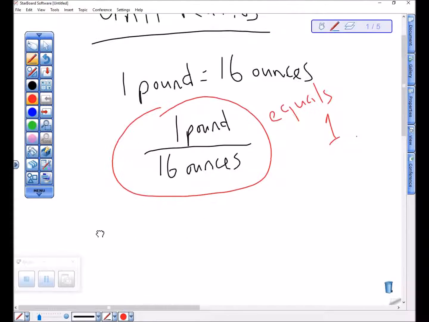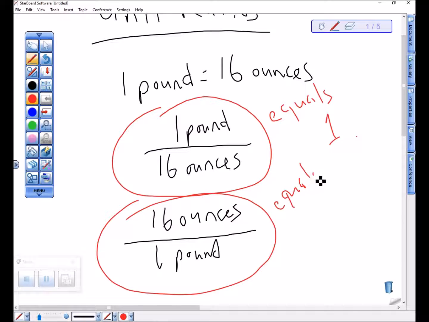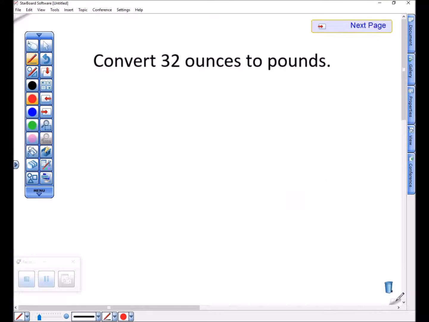Now notice 1 pound being on top isn't necessary. Instead, we could have written the unit ratio 16 ounces over 1 pound. Because 16 ounces is 1 pound, this also equals 1. So multiplying by either of these doesn't change the value, it's just going to change the label. And if I do it correctly, the labels will work out the way I want them to. So let's do a couple examples.